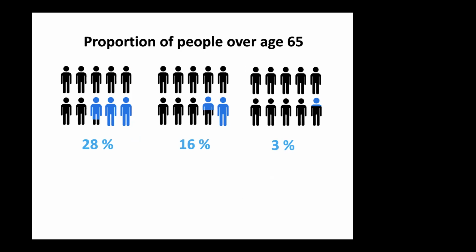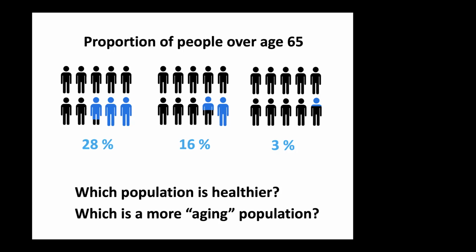And now, if you think about it at the population level, imagine there are three populations. The first population on the left has 28% of the population over age 65. The second population, 16%, and the third population, just 3% over age 65. So which population is healthier? And it's a difficult question to answer, I imagine, and which is a more aging population?